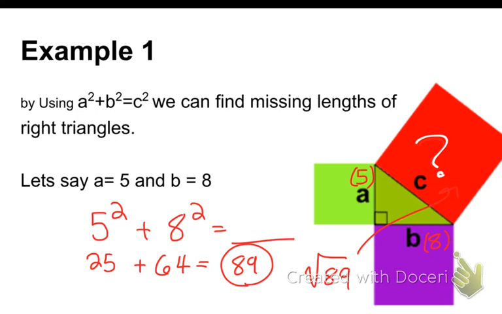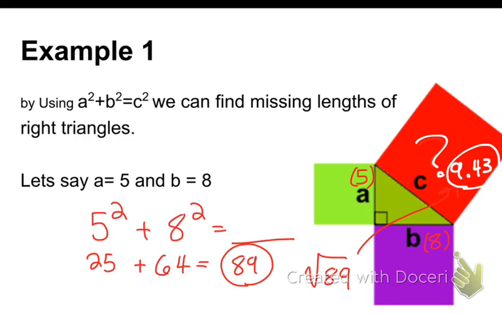And the answer is, I'm going to use 89 and then my handy dandy square root button, and I get approximately 9.43 as my missing side. Okay, now it's not going to be that exactly because the decimals go on for quite some time, but it's pretty darn close. So that's how we would find the missing hypotenuse.